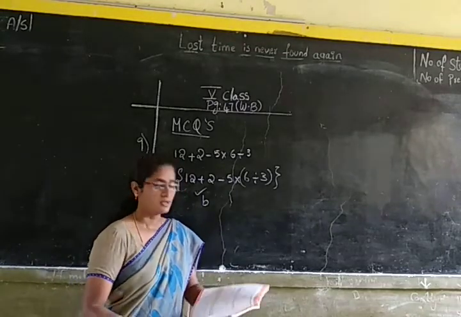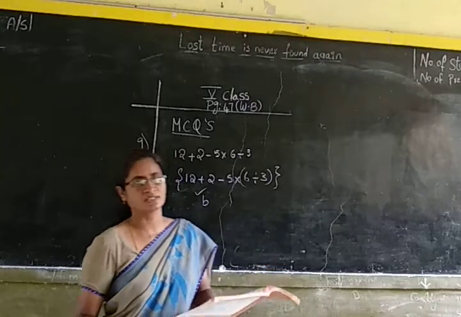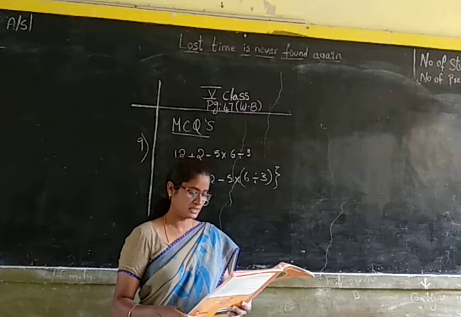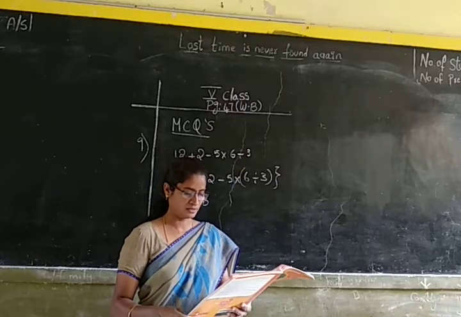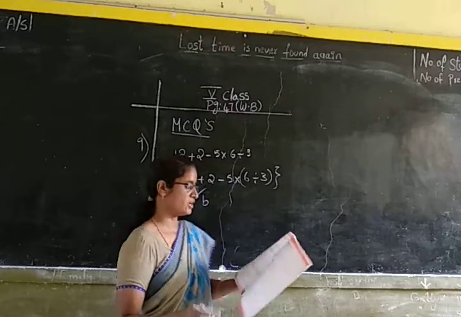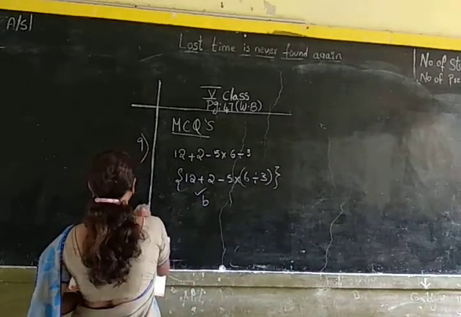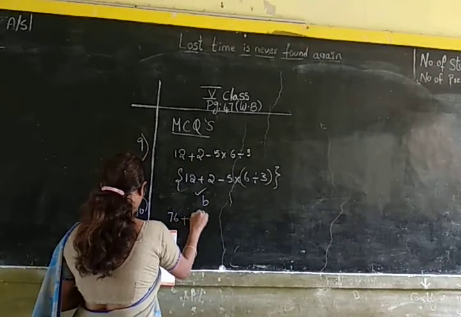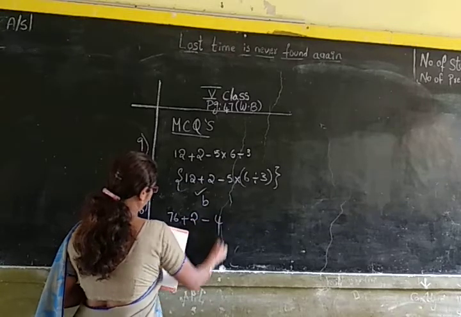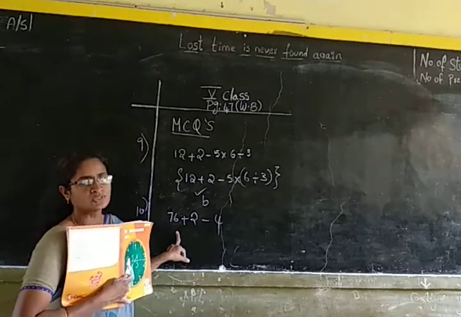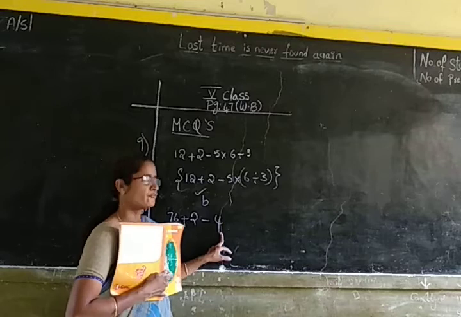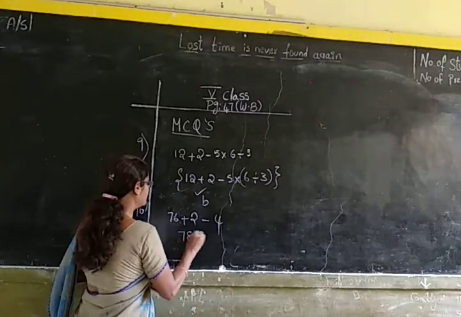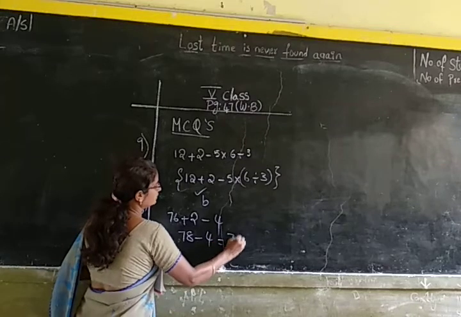Okay children. Let us do the last question, that is the 10th question. If we add 2 to 76 and then subtract 4 from it, the number will be. So what you have to do? You have to add 2 to 76 and subtract 4 from it. So 76 plus 2 is 78 and 78 minus 4 is 74.